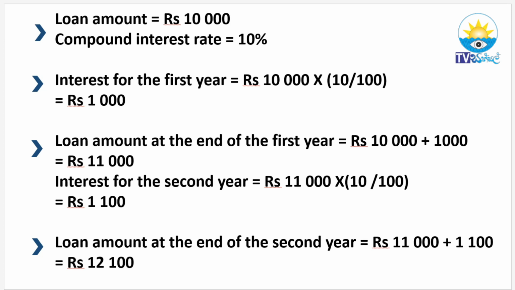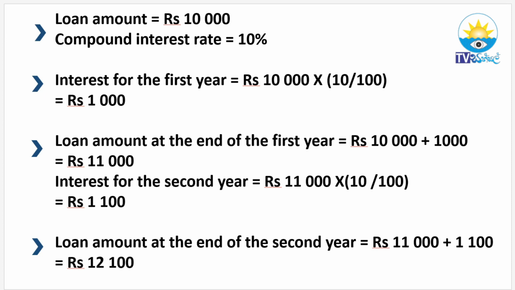Putala, it is apparent that interest earned at the end of the year is added to the account balance, and the interest for the next year is calculated on the new balance. So, understood? According to that, interest for the second year, you have to calculate for 11,000 rupees. 11,000 rupees multiplied by 10 over 100 is 1,100 rupees.